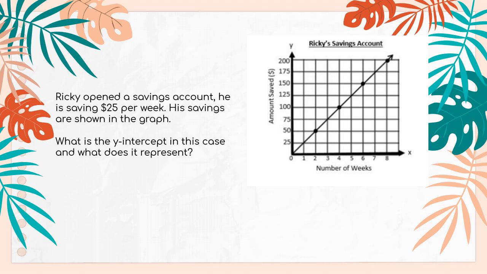And last example on your own, it says Ricky opened a savings account. He is spending $25 per week. His savings are shown in the graph. What is the y-intercept? And in this case, what does it represent?